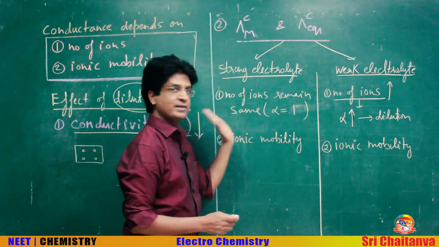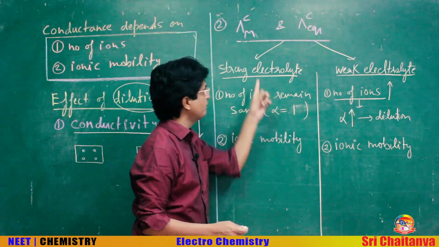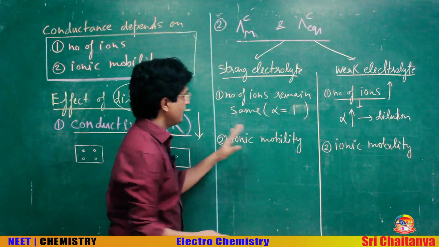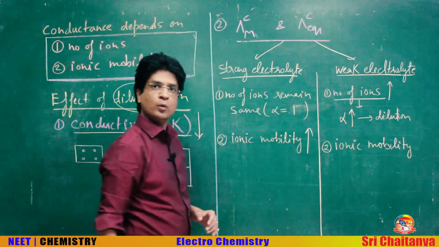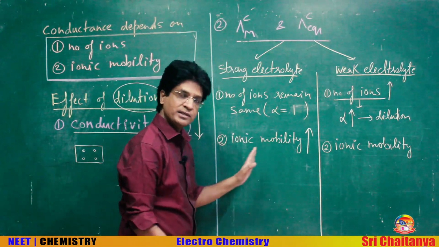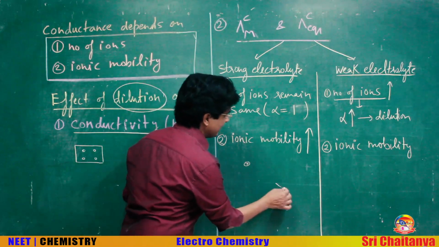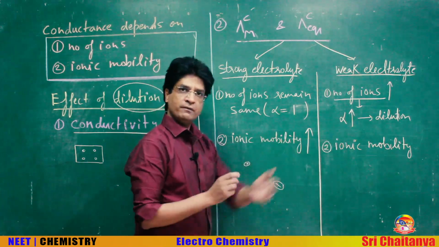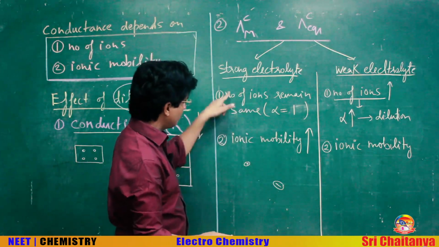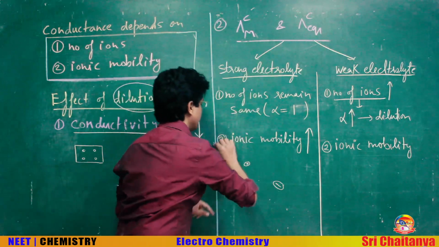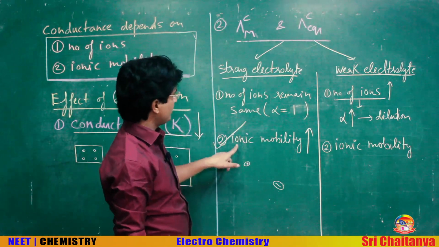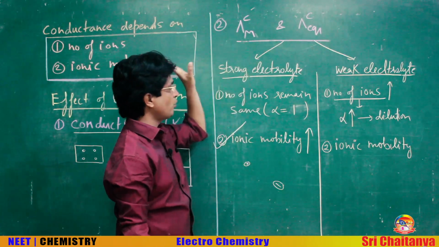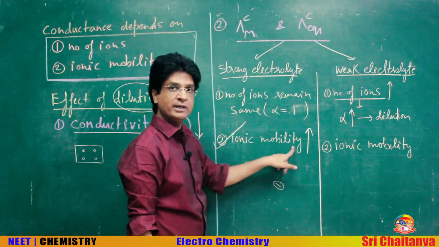The number of ions will remain same, that is alpha is constant. Alpha is 1 for strong electrolyte, it will not change. But ionic mobility will increase. Why? Because on dilution we have discussed that the inter-ionic interactions will decrease. Because of that, the movement will be faster. So out of these 2 factors, on dilution this will be the favorable one. That means the molar conductance and equivalent conductance will increase in strong electrolyte because of ionic mobility increasing.